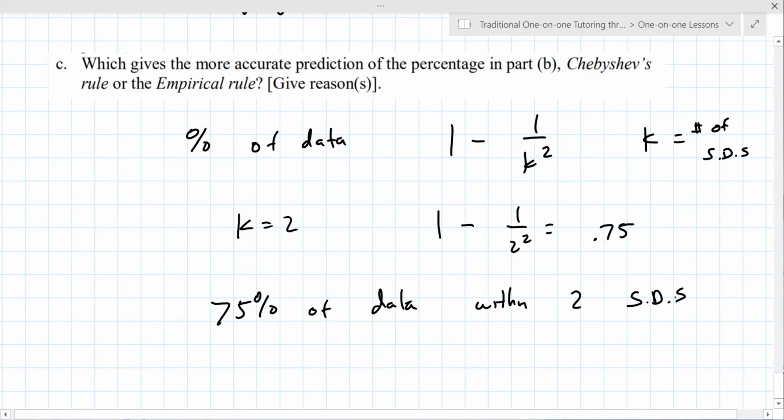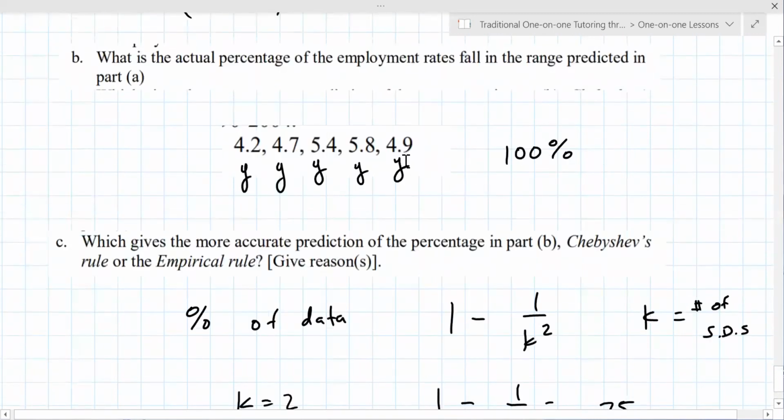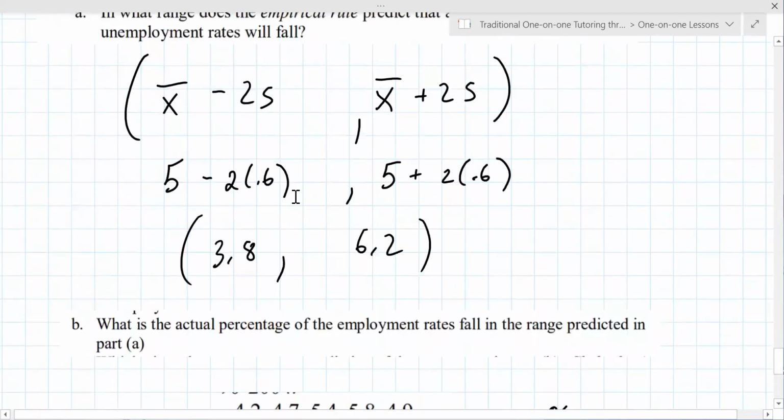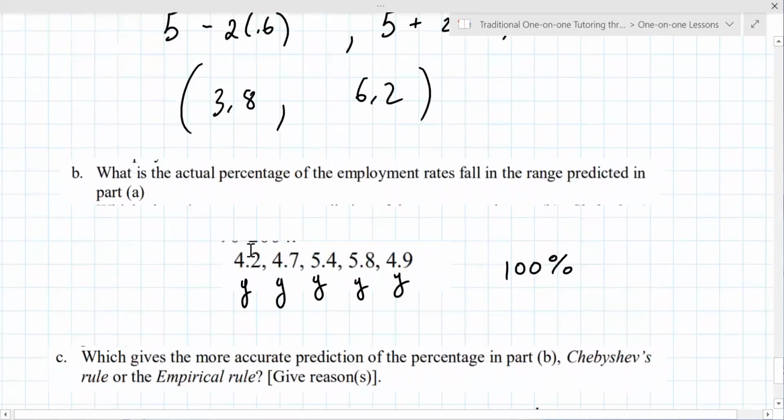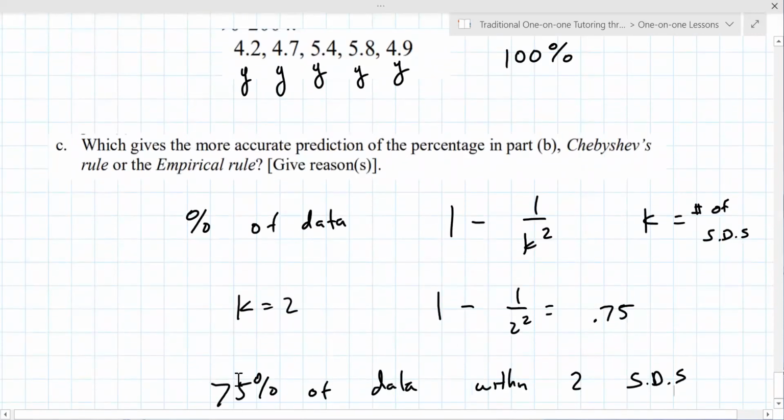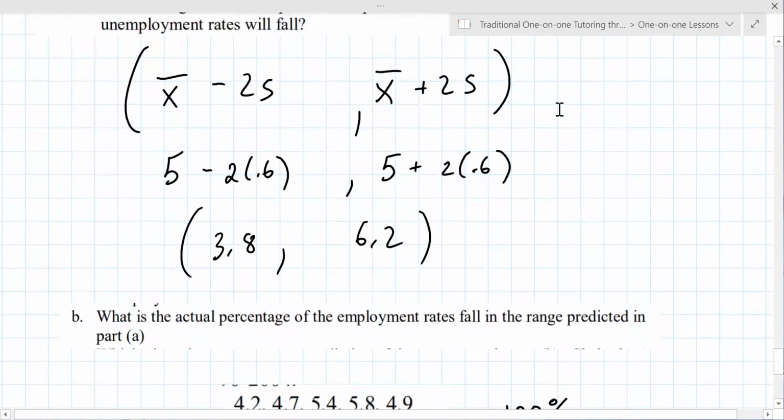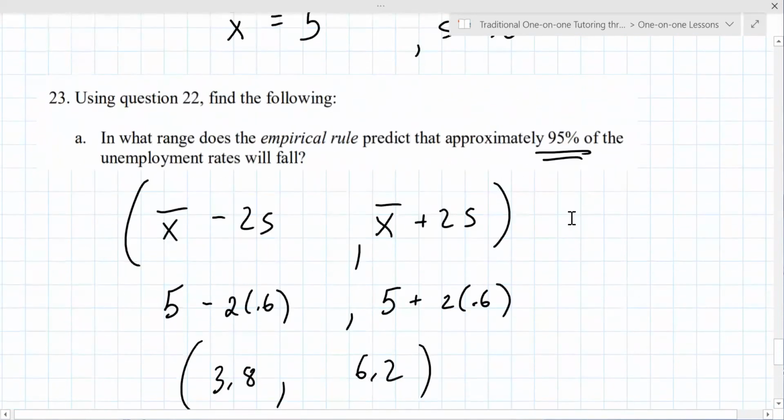But we just said in the previous part that 100% of the data actually falls within 2 standard deviations. So it's asking you to compare the empirical rule, which was 95%, versus 75%, and which is better. It's the empirical rule. It's probably a good question, but not what this data said. If you understood the empirical rule, which is 2 standard deviations for 95%, that's probably what's going to be asked, if anything.